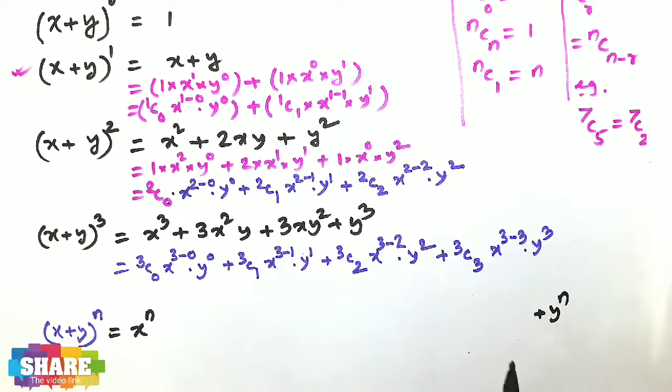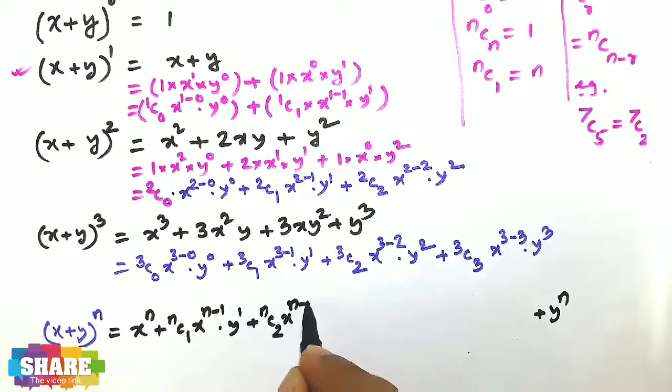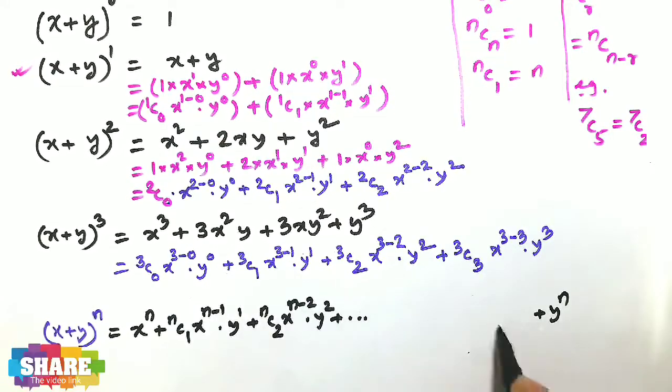There is no question about having these two terms, and in between, since it started with nC0, it will be nC1 x to the power n minus 1 into y to the power 1. The third term is nC2 x to the power n minus 2 into y to the power 2. In this way it is continuing, and finally you are getting y to the power n.